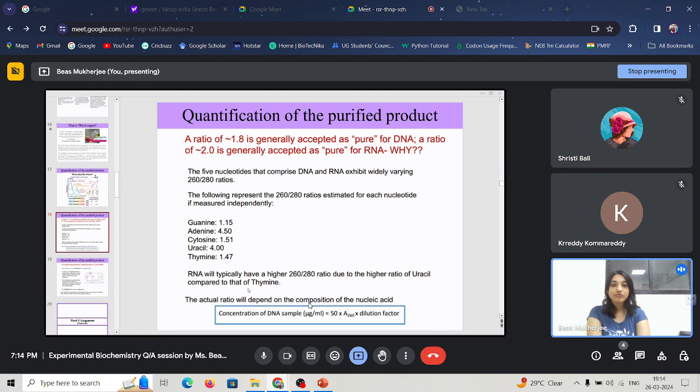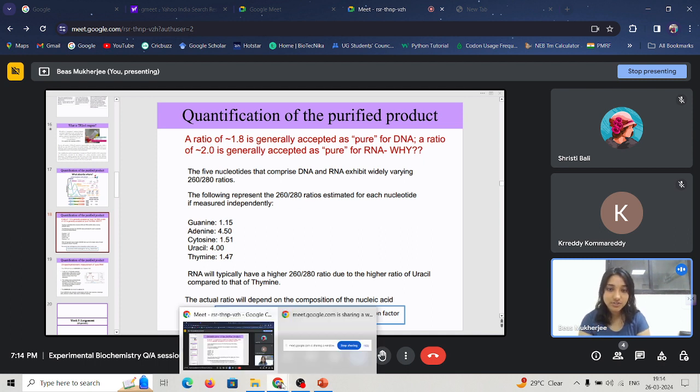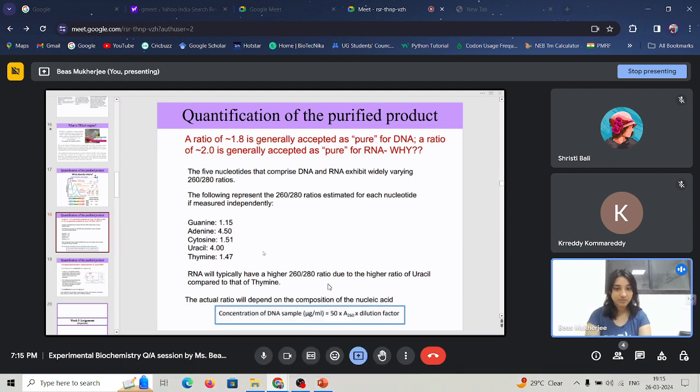And that is why RNA will always give you more absorbance compared to DNA. Fine. So from this formula you can find out the concentration. So concentration can be obtained. You can check the molar extinction coefficient for DNA. How much the molar extinction coefficient is, that you can find out.